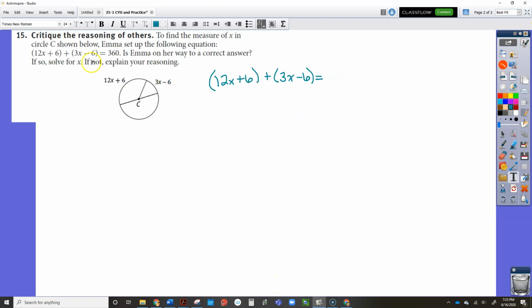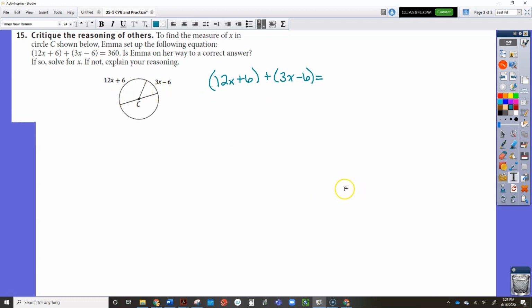Number 15. Find the measure of x in circle C drawn below. Emma set up the following equation to find x: 12x plus 6 plus 3x minus 6 is equal to 360. Is that right? Nope, she's close. I need to add those together, but they don't equal 360.